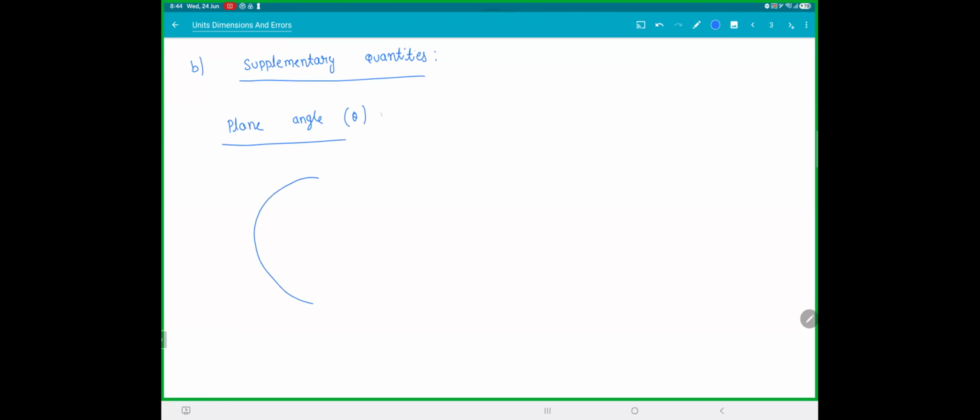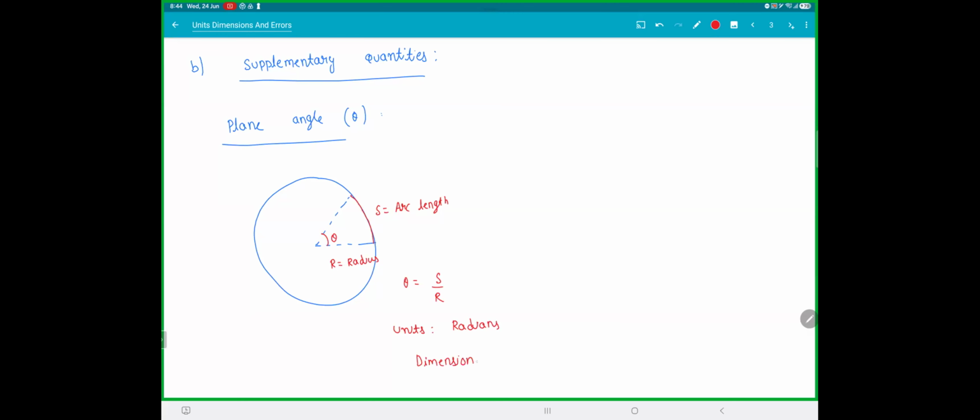You know the definition of a plane angle? It's arc length by radius. It is the first thing we did in basic maths. Theta is defined as S by R, arc length over radius. So if you notice something, it is actually length by length. So the units are radians. So they have units, but they have no dimensions. This is a dimensionless quantity.